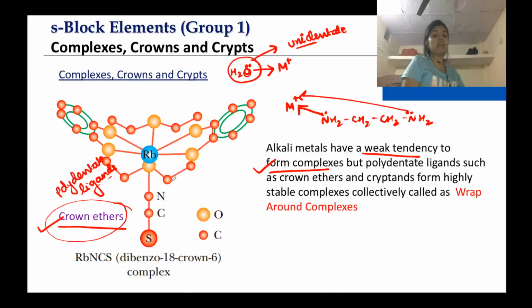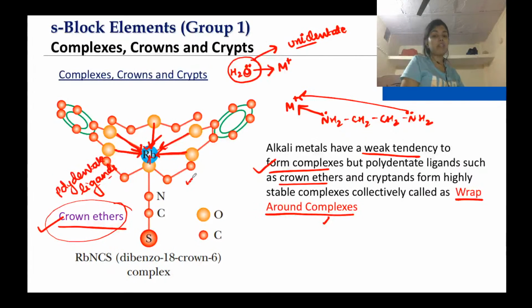So crown ether acts as a polydentate ligand here, and they coordinate with alkali metals. These are alkali metals. Rubidium you can see is coordinated through oxygen here. You can see that the oxygen of the crown ether coordinates to rubidium. The lone pair of oxygen coordinates to rubidium. So these complexes are also known as wrap around complexes.